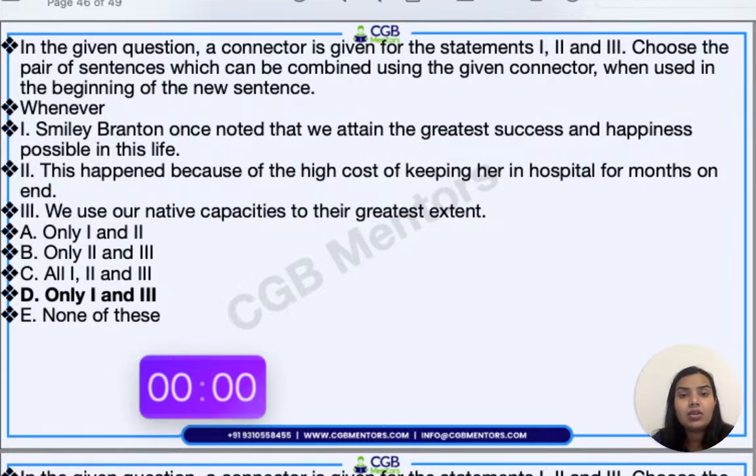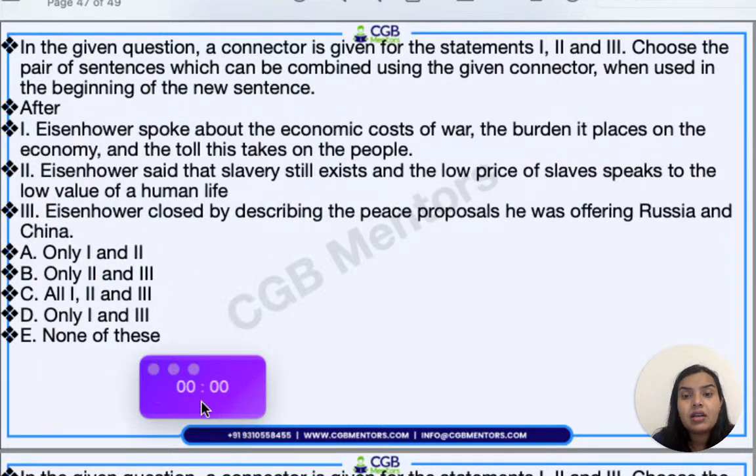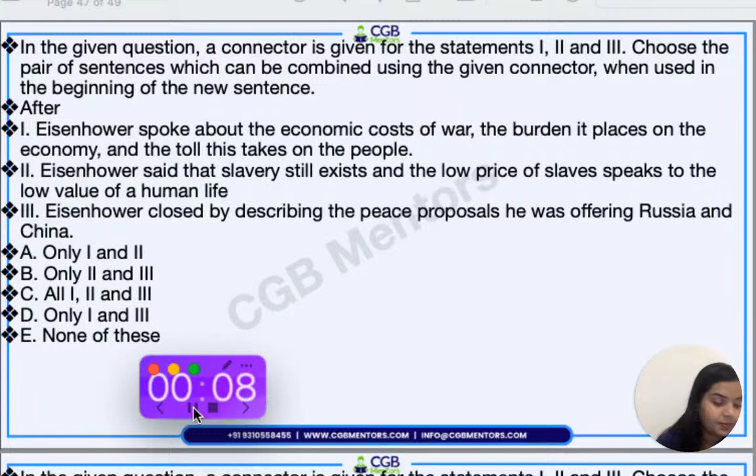Sometimes when you join two things using a connector, a conjunction, you may have to delete a few words, or you may require to add a few words to give a complete sense to your new sentence. We'll make this the last question.